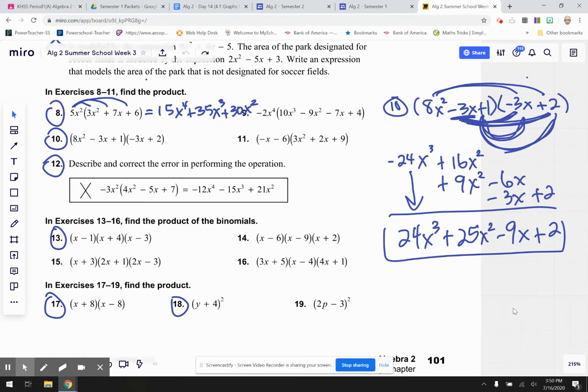That's how you multiply with 2 parentheses. So you're going to distribute the first term to all the terms in the second one, the second term to all the terms, and the third one to all the terms. And make it easy for yourself.